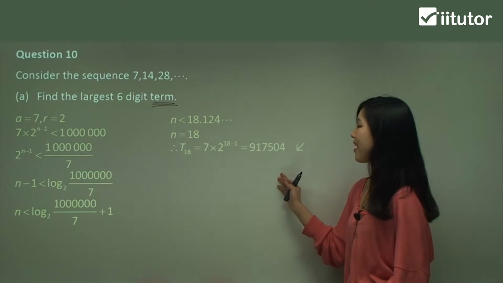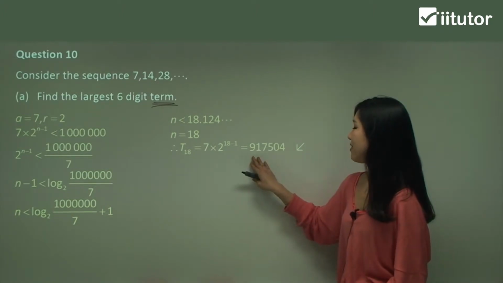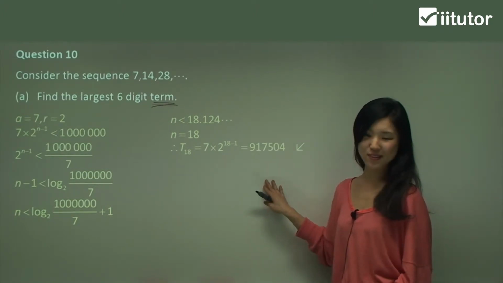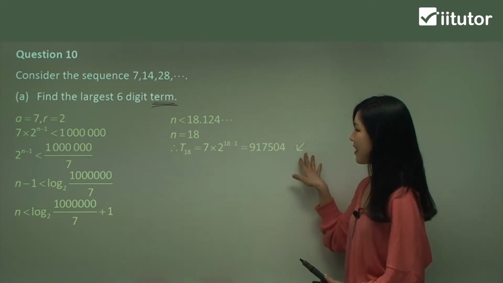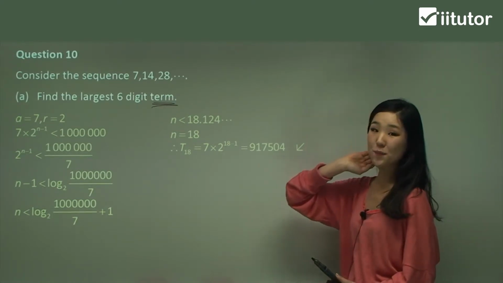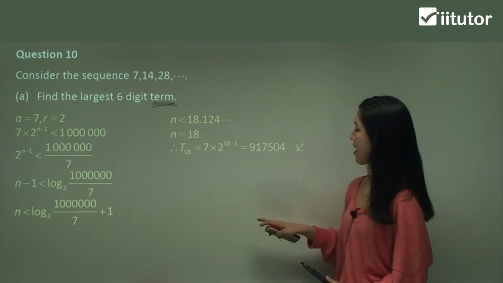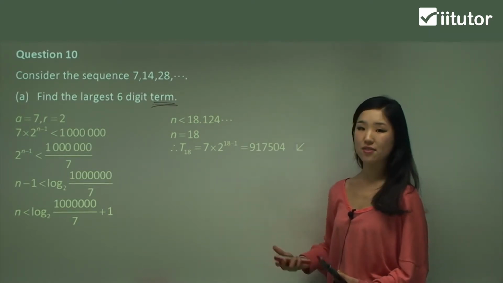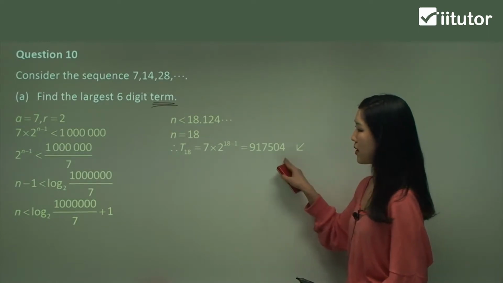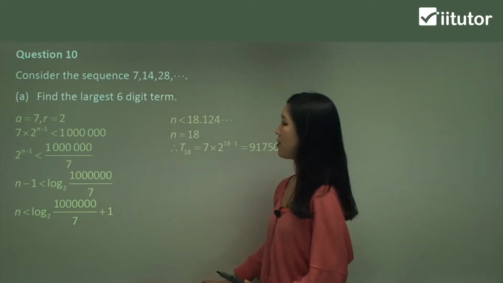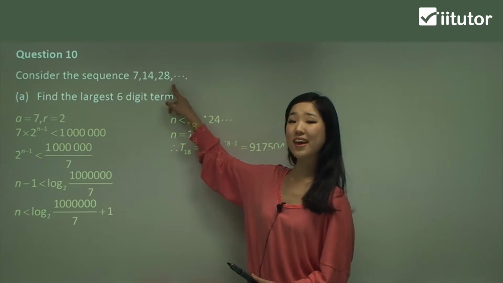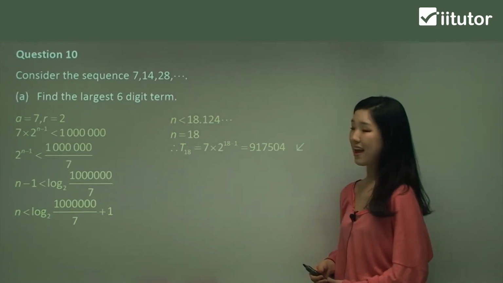917,504. All right, 91,000. How do I read this? 917,504. It's a big number, isn't it? So this is the largest 6-digit term, okay? And see how it's 6 digits, and it's 917,000 something. So I'm assuming this will be the largest 6-digit term that's in the sequence. Okay, so that's the answer for question 10a.